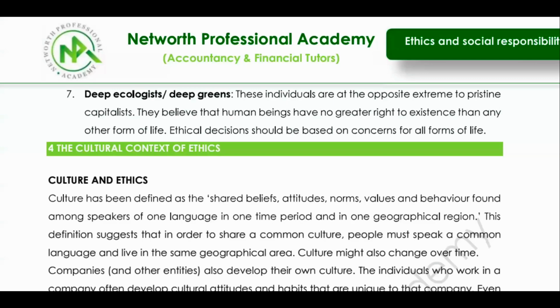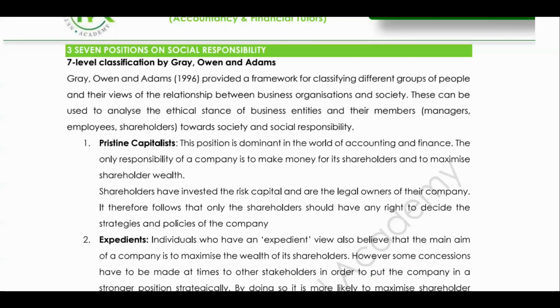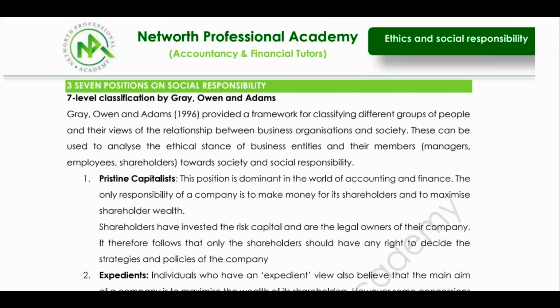So what we just talked about, everything we just talked about, now get this. This is the burning part of ethics. Everything we just talked about is the 7 positions of social responsibility, and it was propounded by Gray, Owen, and Adams. Now, I will not ask you when it was propounded and all of that, but they will definitely ask you for these levels of classification of social responsibility.